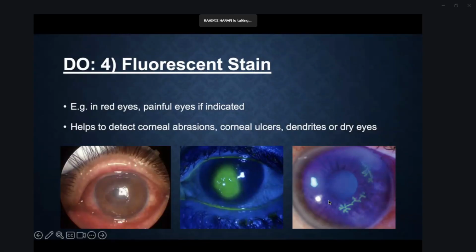Then also we have dendrites in patients with herpetic eye disease. It forms a lot of dendrites. If you just treat it with, for example, chloramphenicol as for conjunctivitis, it will not heal, because you do not treat the underlying cause.